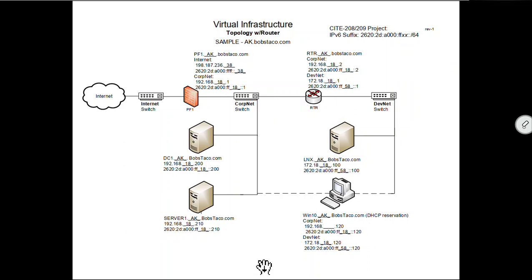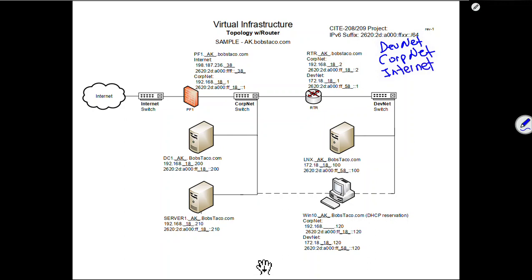Let's look next at DC1 and Server1. We can treat them the same. They're both similar. So the questions, again, we ask ourselves is how do they know how to get to DevNet? How do they know how to get to CorpNet? And how do they know how to get to the internet?